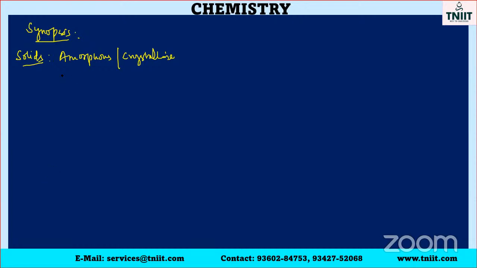So amorphous solids are isotropic in nature. Physical properties will be the same in all the directions. Crystalline solids are anisotropic. So this is the major difference. Otherwise, we know that amorphous solids have a range in melting point. Crystalline solids have a sharp melting point. Amorphous solids are called pseudo-solid, false solid, and crystalline solids are called true solid.